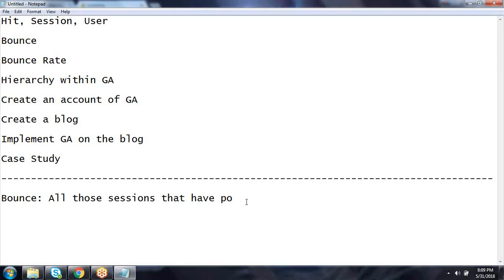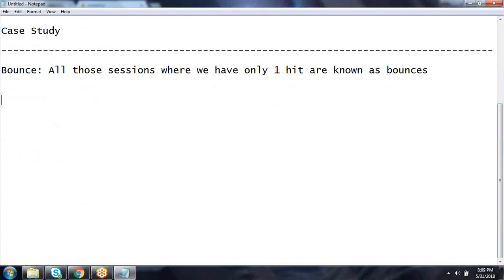Okay, so all those sessions where we have only one hit are known as bounce. So any session with only one hit is known as a bounce. So let's go ahead and see an example of it.